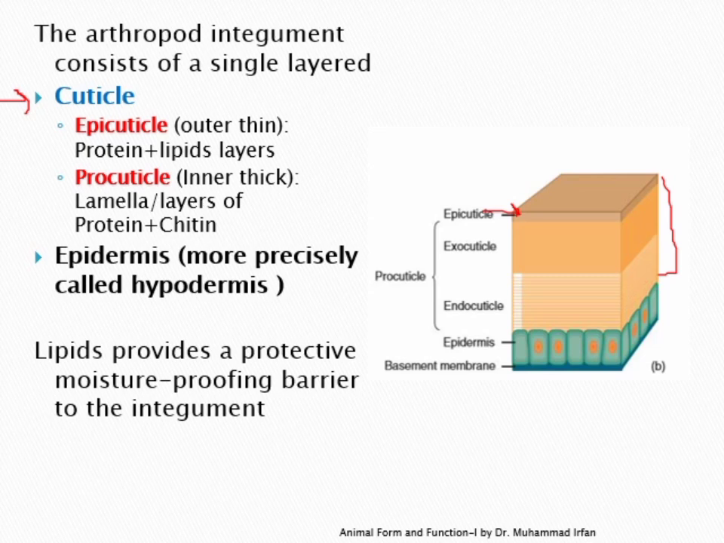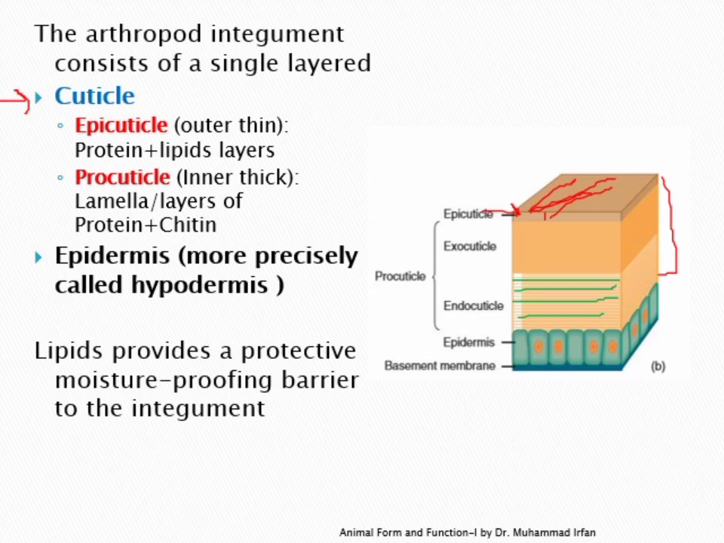So this cuticle is the epicuticle. It is thin, and it is made up of proteins, fibers, and then the lipid layer present on the surface of the epicuticle. These lipid layers help to prevent desiccation of the animal. And the procuticle, it is the inner cuticle, it is thick, it has lamella or layers of proteins, and then chitin is also included in it.